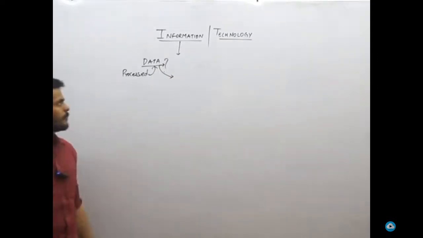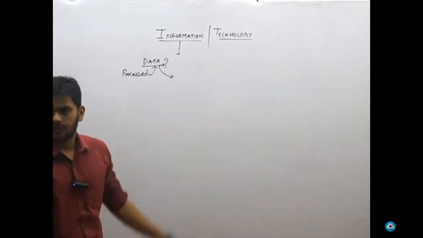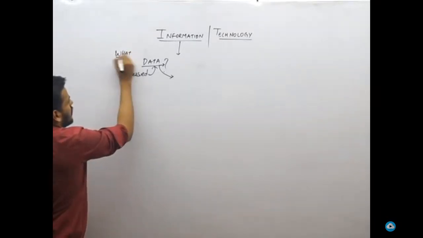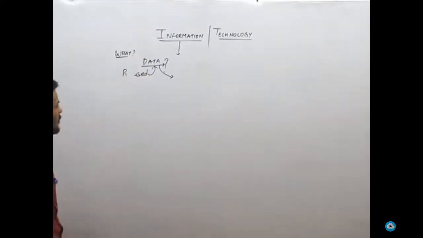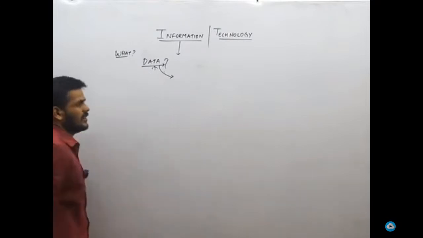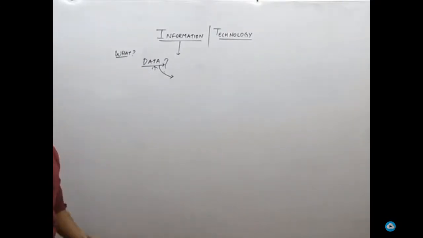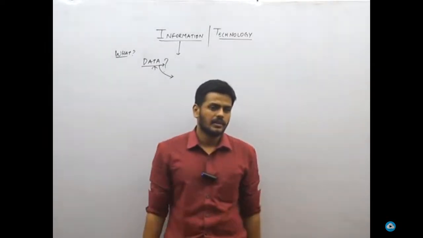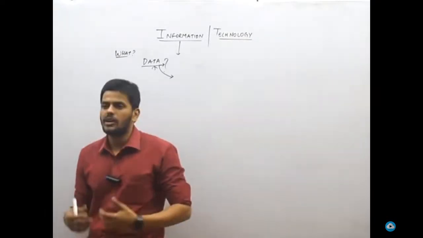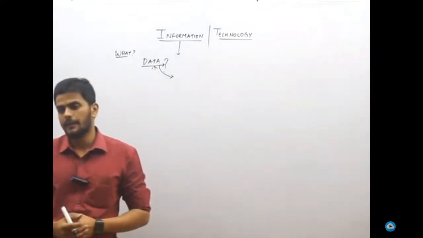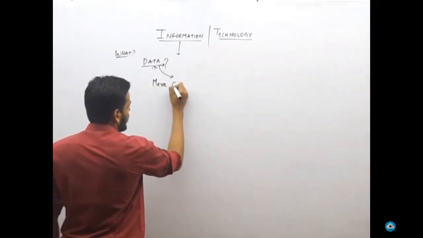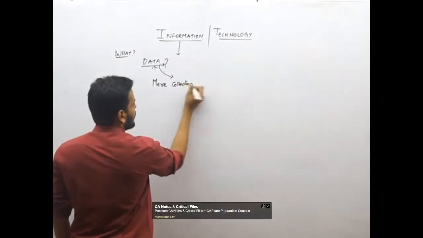So guys, if you look at what is information, the first question that we asked is what? You told me data, somebody told me message, somebody told me processed data, and somebody is telling me it could be anything useful. All that is fine. But what ideally is data? Anything in this world is modeled in the form of data only. All real world objects are modeled in the form of data. Which means data is a mere collection of some kind of facts.